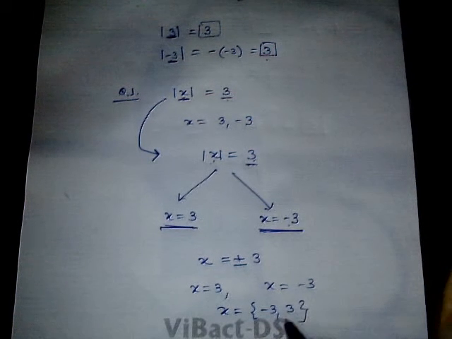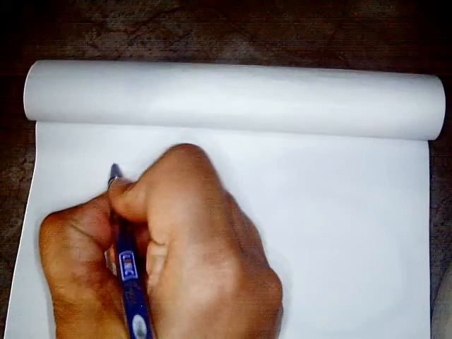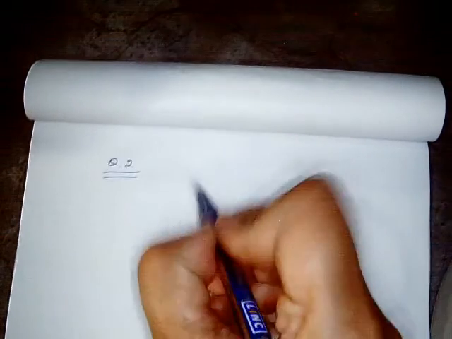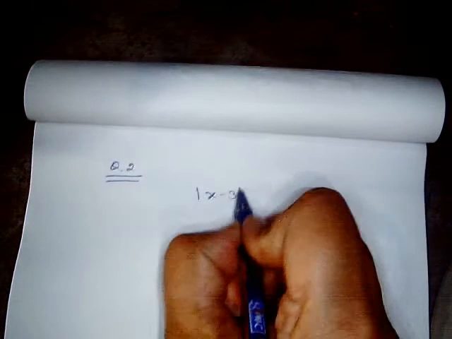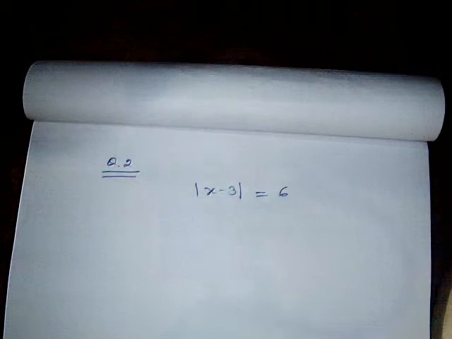So it will make more sense and you will understand better. If I say question number 2, solve it out: modulus of x minus 3 equals 6. Okay, this is the question. I need to find the value for x. What value of x do I need to place over here, which will give me 6?